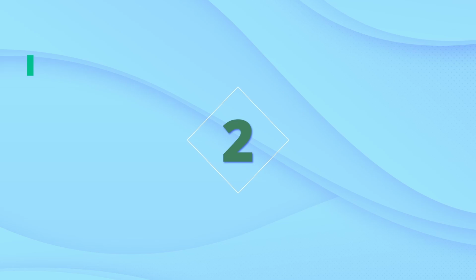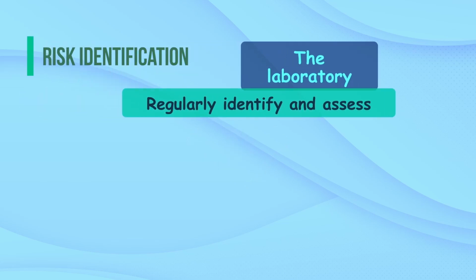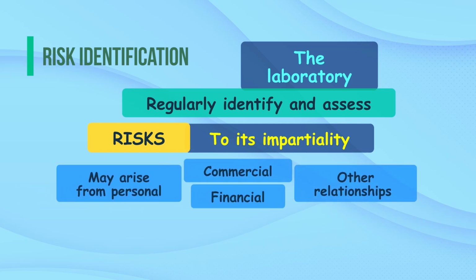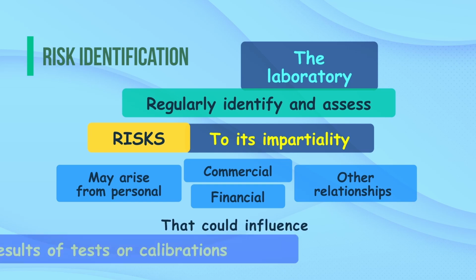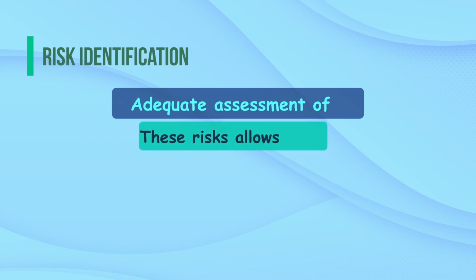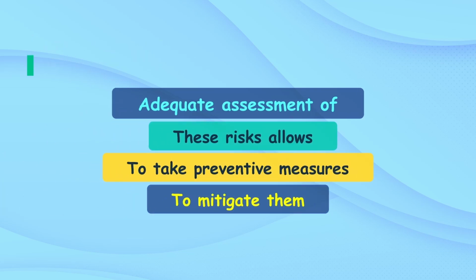2. Risk identification. The laboratory must regularly identify and assess risks to its impartiality. These risks may arise from personal, commercial, financial, or other relationships that could influence the results of tests or calibrations. Adequate assessment of these risks allows the laboratory to take preventive measures to mitigate them.